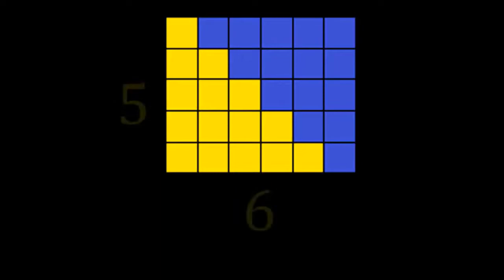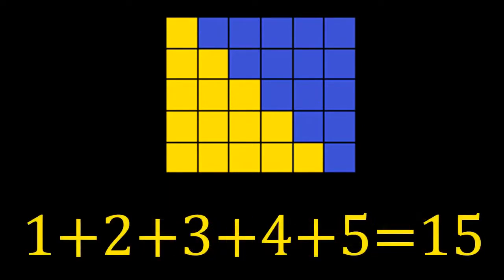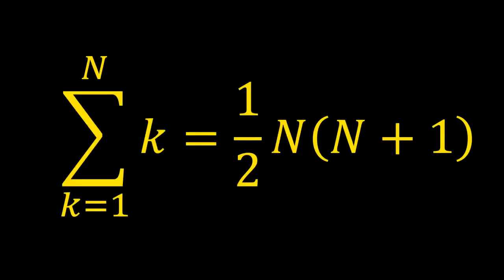The area of this is easy to evaluate. 5 times 6. 5 times 6 is 30. And the sum we're concerned with is just half of this, which is 15. So 1 plus 2 plus 3 plus 4 plus 5 is 15. And in general, the formula for any number, if you wanted to add up to 100, for example, you just plug in 100 into n and evaluate. So 1 plus 2 plus 3 plus 4 all the way up to 100 is 1 half times 100 times 101. So that's 5,050.